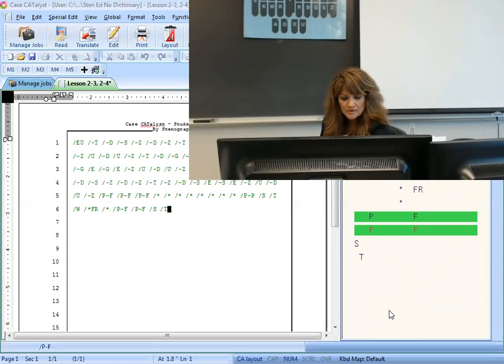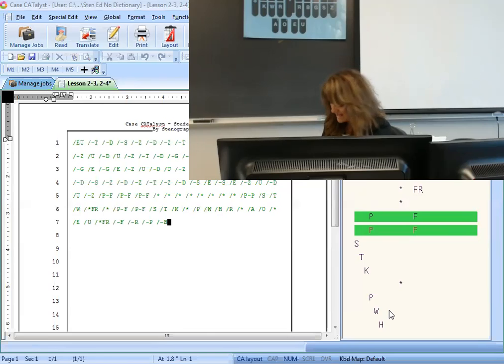STK asterisk, PW, HR asterisk. Remember, it's with your right index. AO asterisk EU asterisk. And then you've got final F, which is on the right side because there's a hyphen there. Final R, final P, final B, asterisk, and then you've got final L.